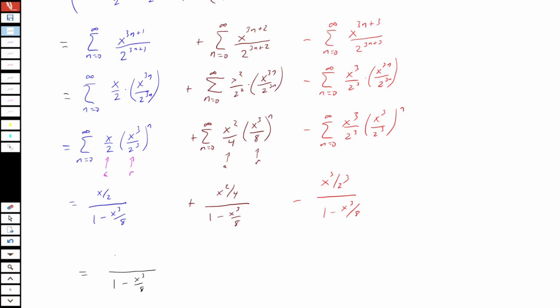Okay, so I have an x over 2, x squared over 4, and minus x cubed over 8. And then I'm just going to multiply numerator and denominator by 8. So 8 over 2 is, well, yeah, 8 over 2 is 4. 8 over 4 is 2. Okay, 8's cancel, and in the denominator I'll have an 8 minus x cubed. So there's my rational function.